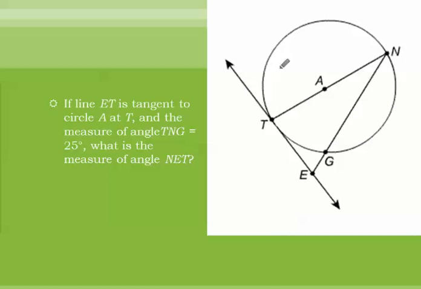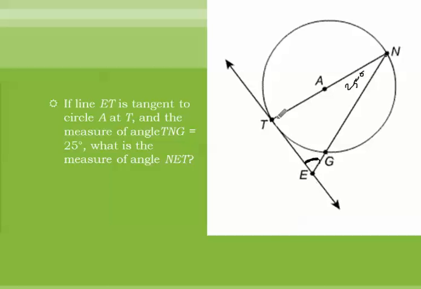Okay? Line ET is a tangent to circle A, and the measure of angle TNG is 25 degrees. And they're wanting to know what's the measure of the angle in ET. They're wanting to know this one right here.